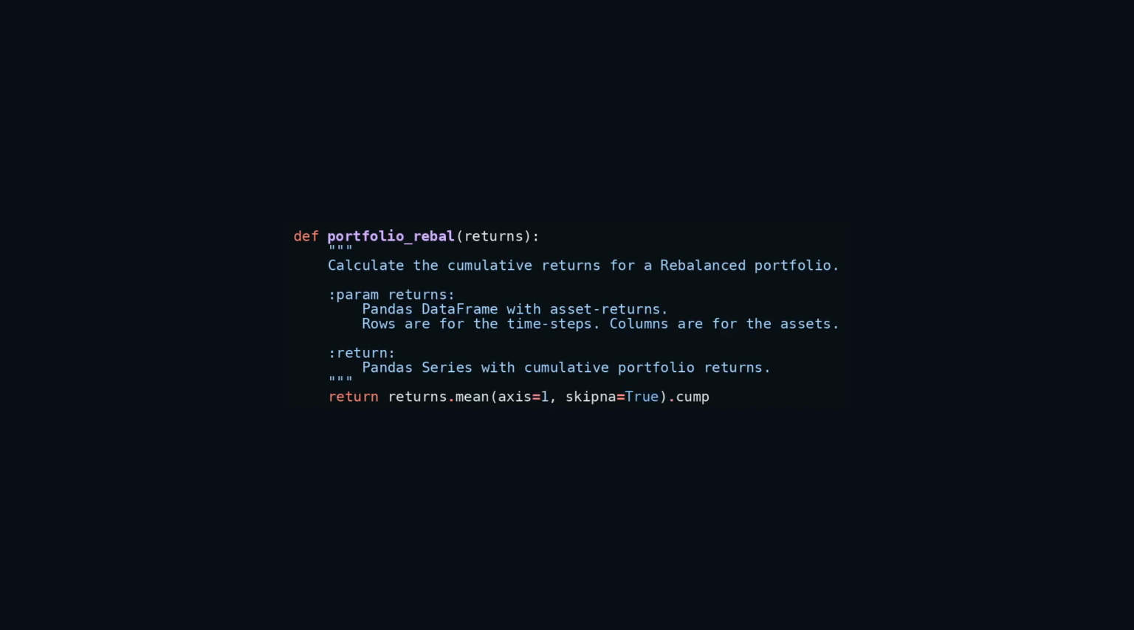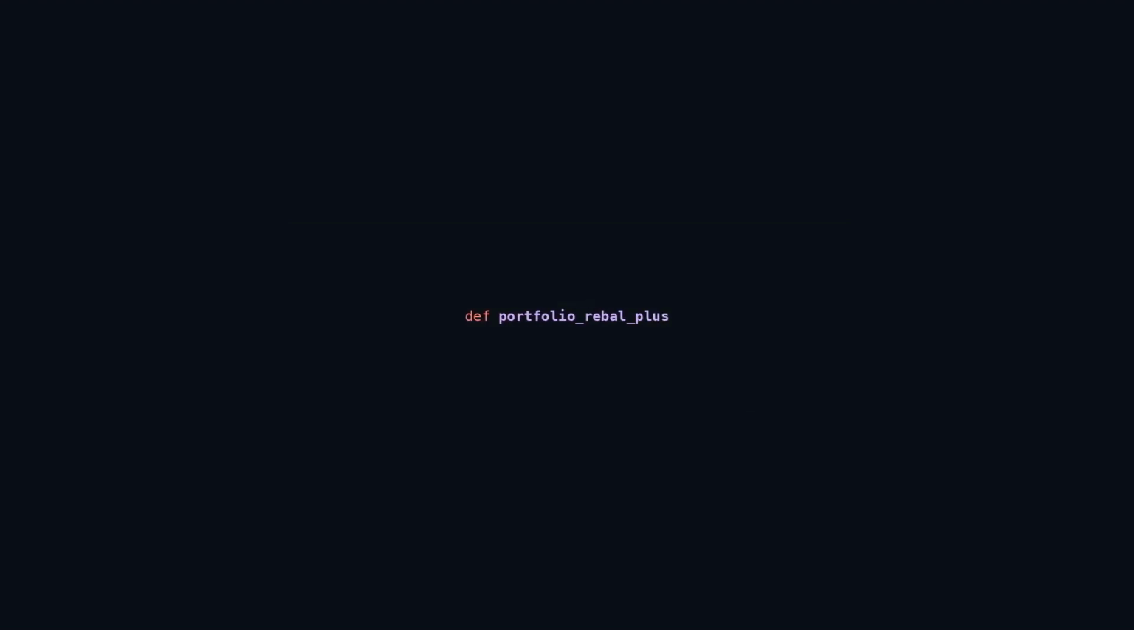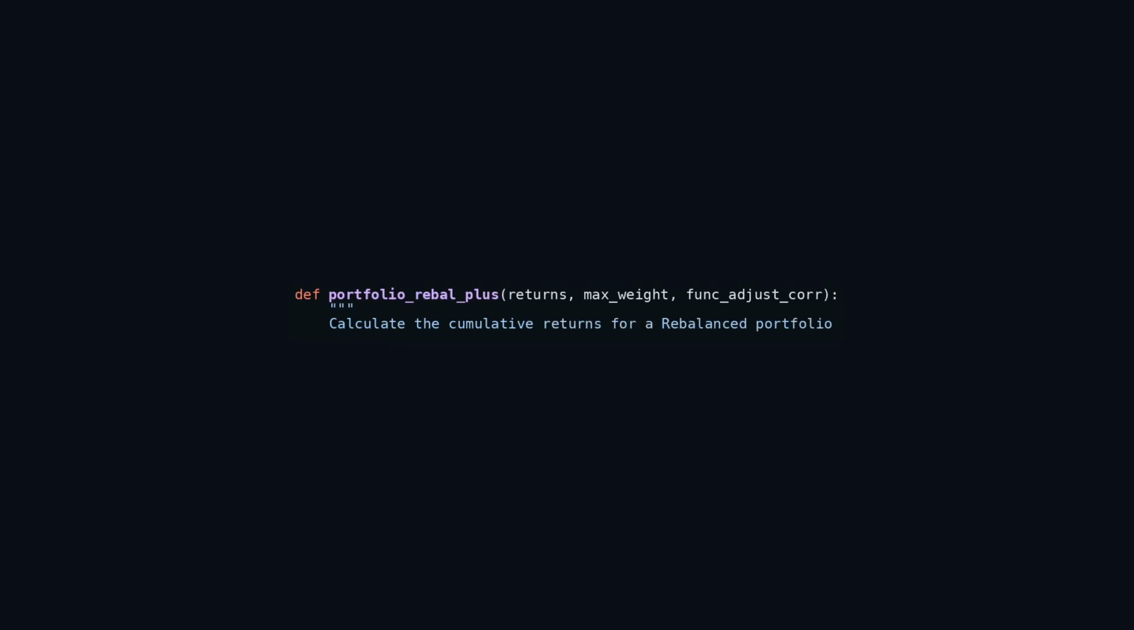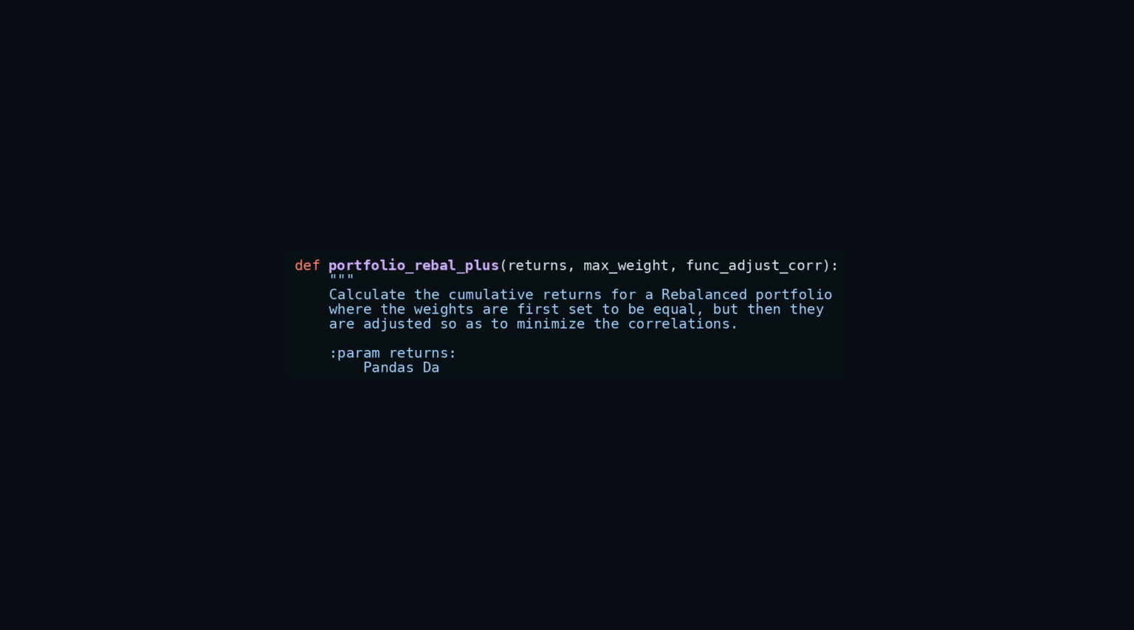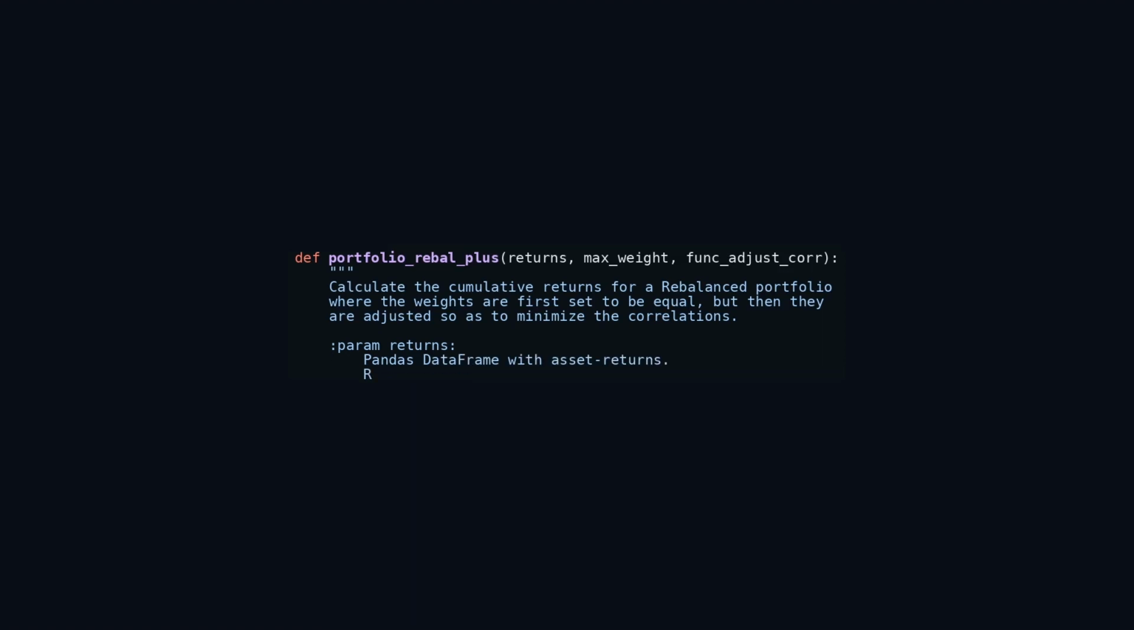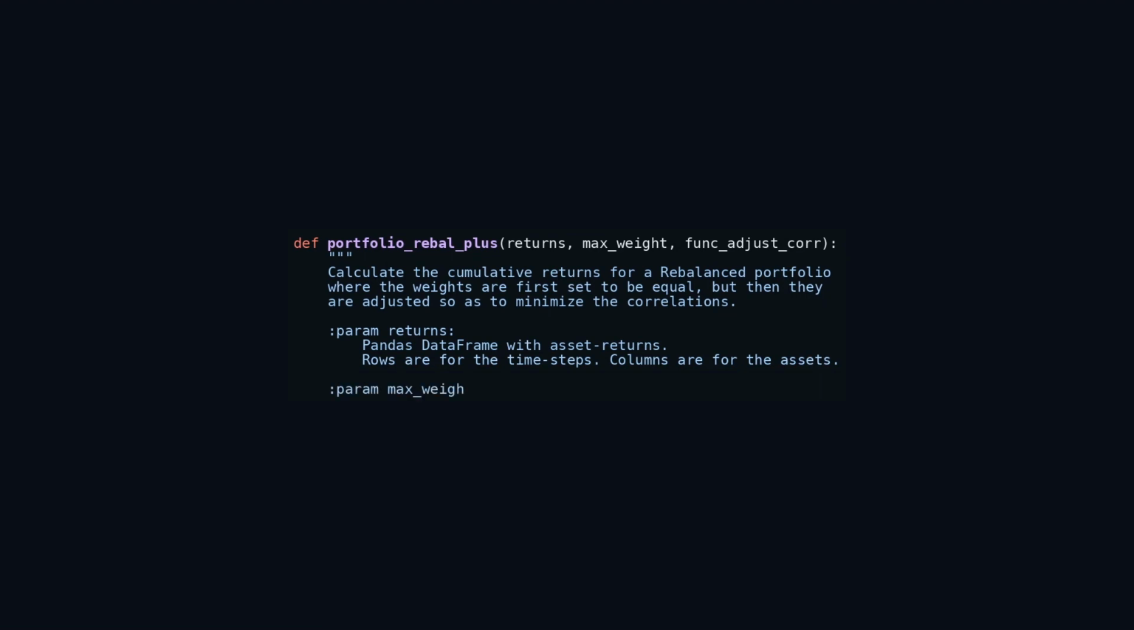The Python function portfolio calculates the cumulative returns for a rebalanced portfolio. It takes 3 arguments: returns, a pandas data frame containing asset returns over different time steps; max weight, the maximum weight allowed for any asset in the portfolio; and Fundadjustor, a function that adjusts the weights to minimize correlations among the assets.